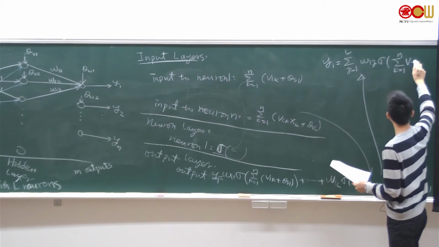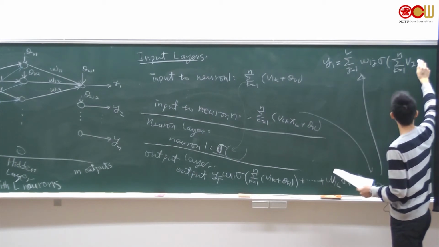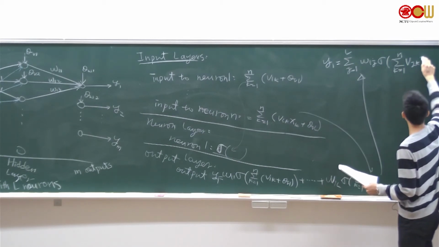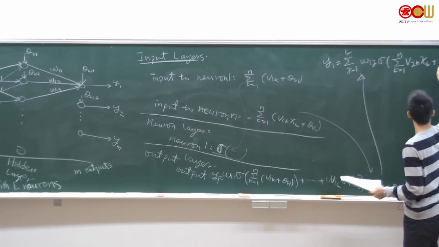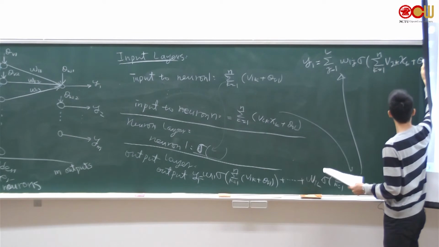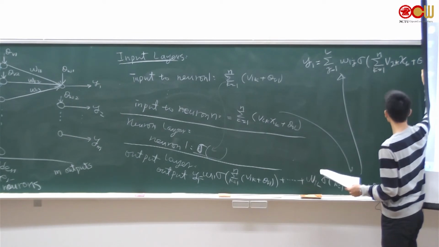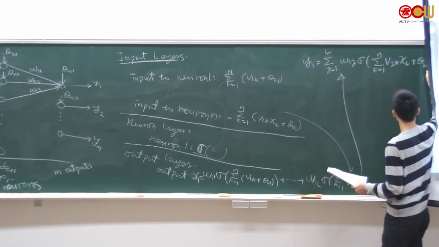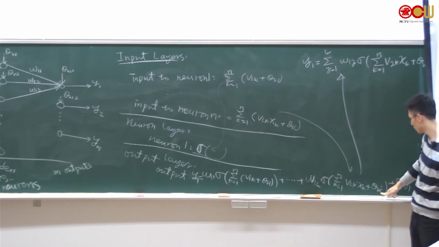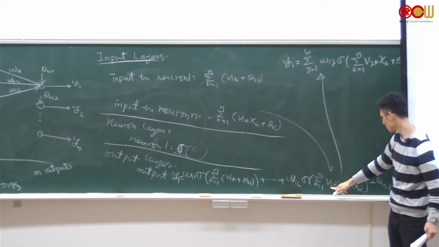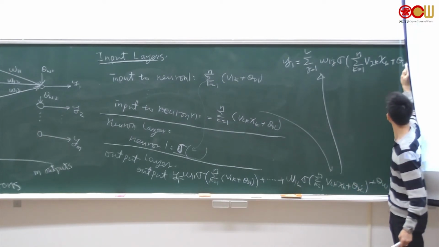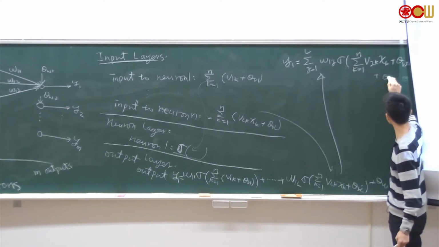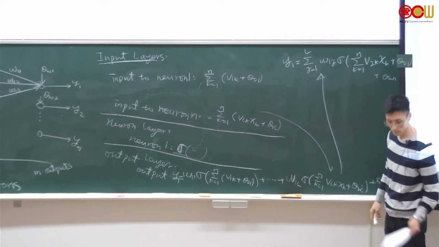Vj xk plus theta vj. You just replace j by l. Replace a by j, l by j, right? Here and here, and plus theta w1. Okay, right?